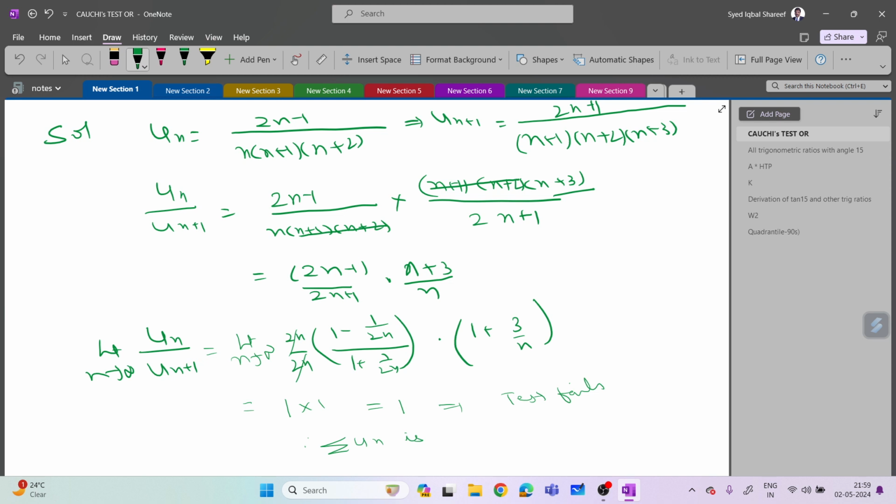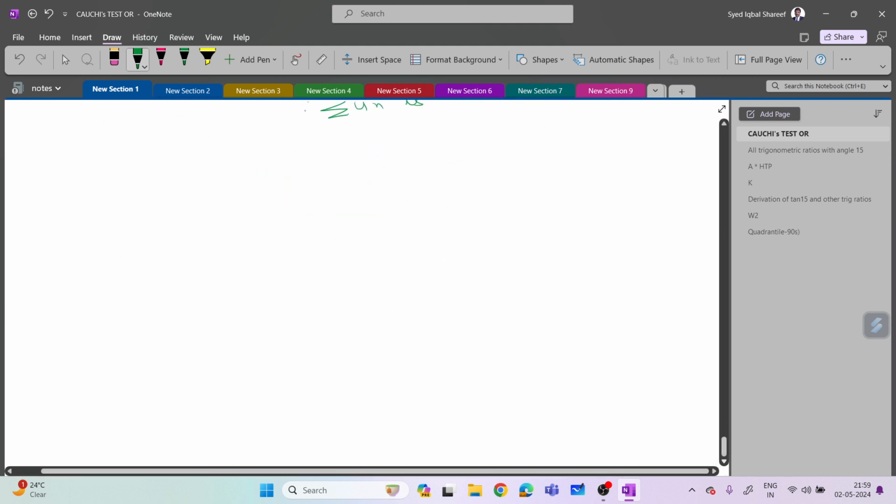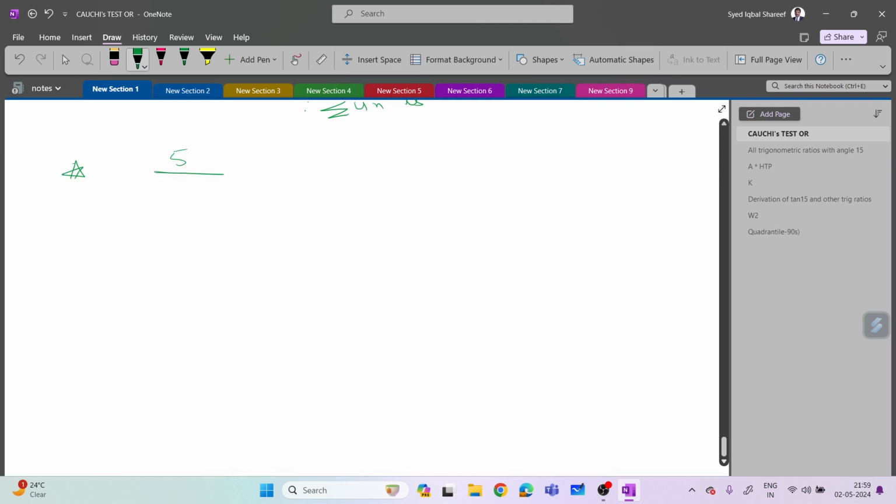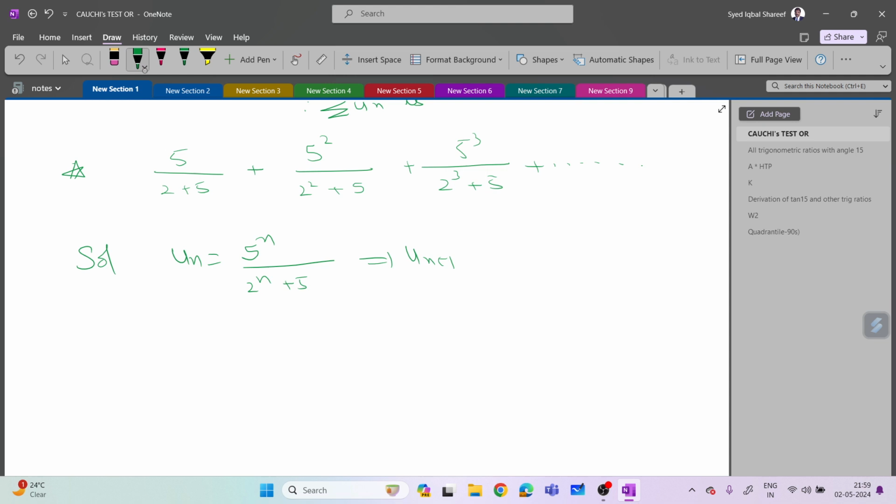So what about this one more problem? Please see one more problem. So 5 by 2 plus 5, 5 square by 2 square plus 5, 5 cube by 2 cube plus 5, and so on. Un is 5 to the power of n by 2 to the power of n plus 5. So what will be un plus 1?